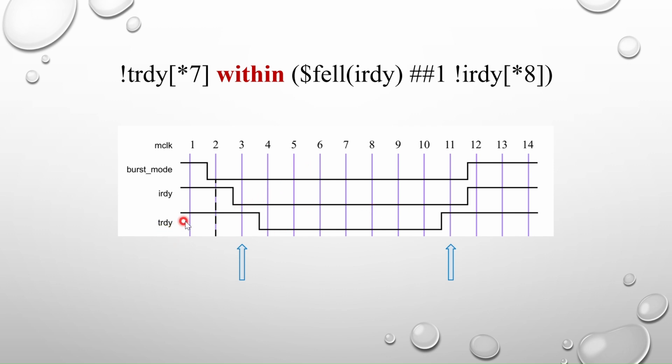So this is the TRDY. It is low from the 4th clock tick, right? 1, 2, 3, 4, 5, 6, 7. Yes, from 4 to 10 it is low. That means within the interval of this sequence. So what is the interval of this sequence? From 3 to 11. So within this time frame, this TRDY operand is true, right? This is how the within operator is used. So sequence 1 should not start earlier or end later than sequence 2. Okay, so this is about the within operator. Thank you.